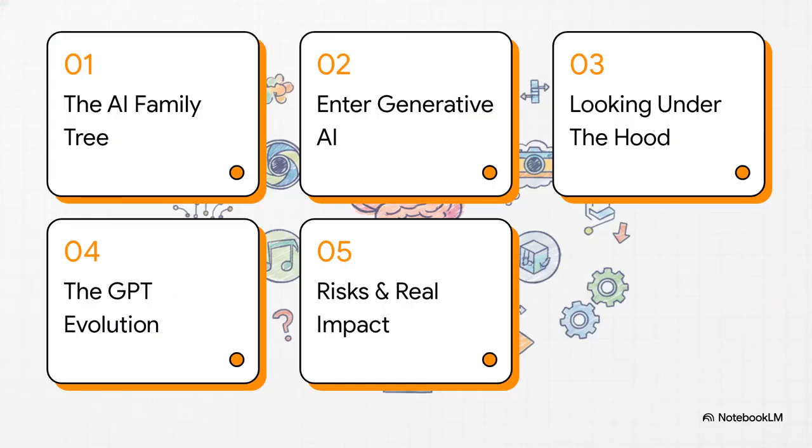So here is our roadmap for today. First, we'll map out the AI family tree. Second, enter generative AI. Third, looking under the hood. Fourth, the GPT evolution. And finally, risks and real-world impact.